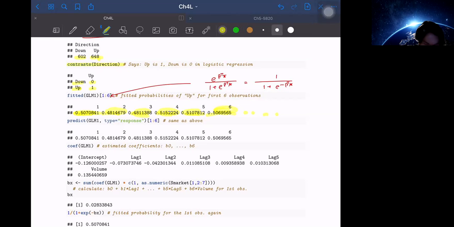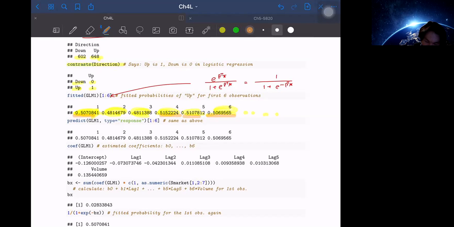That's the probability. So on January 2nd, on the first day, the stock market is predicted to have a positive return with 50.7% probability. So slightly higher than 50%. And the next day, 48%. Next day, 48%. Then 51.5%. So probably this is the best day. And you can see that these are more than 0.5. So the stock market is more likely to go up.